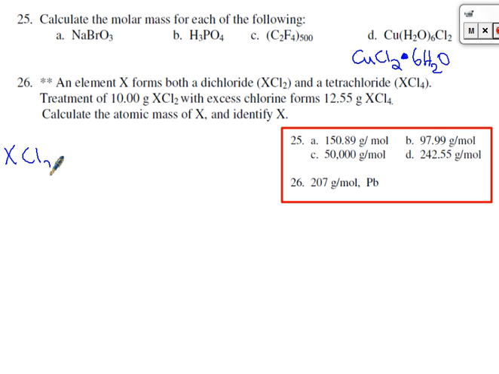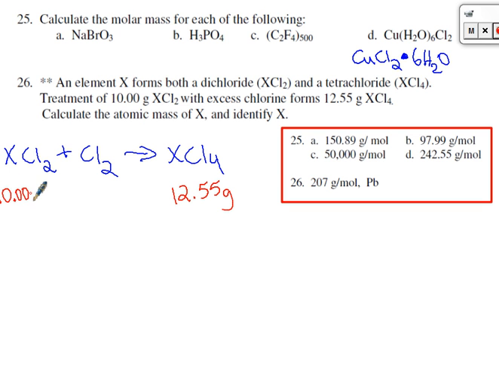So we have XCl2 plus chlorine produces XCl4. Okay, let's write down what else we have. We have 12.55 grams of XCl4, and we had 10 grams of this compound. Well, what's missing? The amount of chlorine that attached onto it. And this should be easy to figure out.